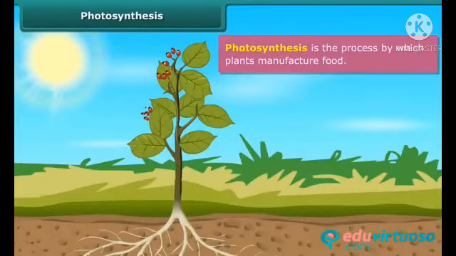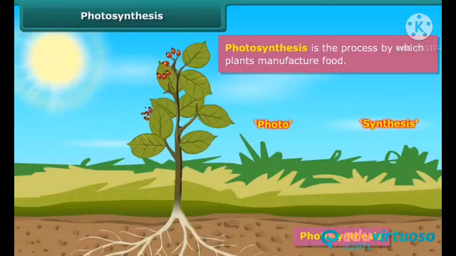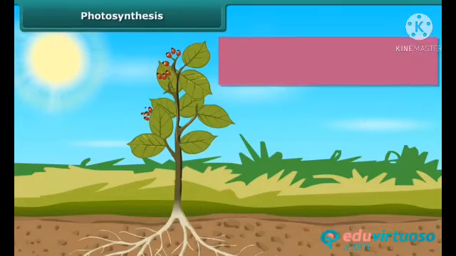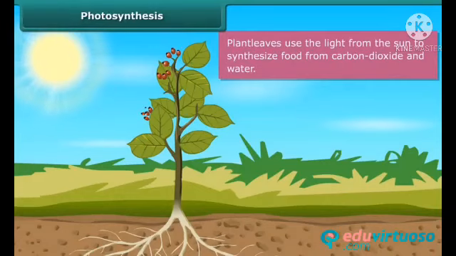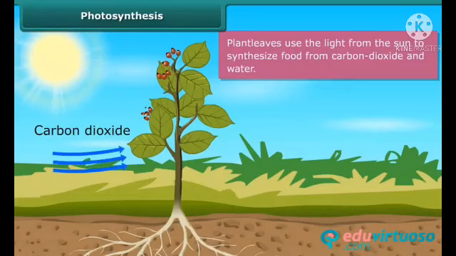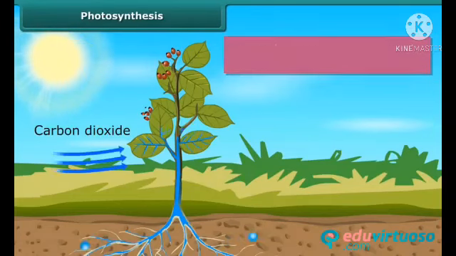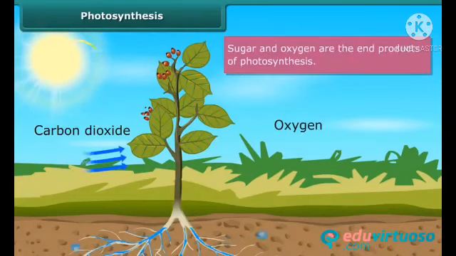Photosynthesis is the process by which plants manufacture food. The word photosynthesis is derived from two words, photo, which means light, and synthesis, which means preparation. Thus, the word photosynthesis means producing with the help of light. In this process, plant leaves use the light from the sun to synthesize food from carbon dioxide and water. Sugar and oxygen are the end products of photosynthesis.